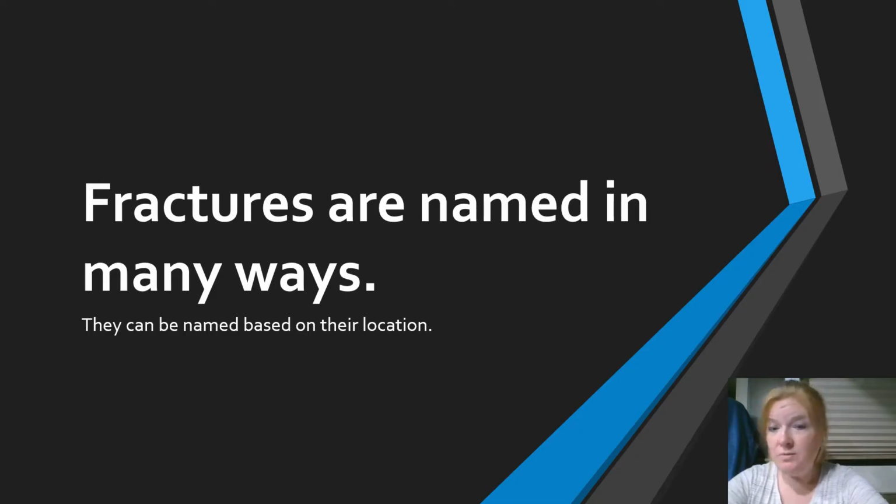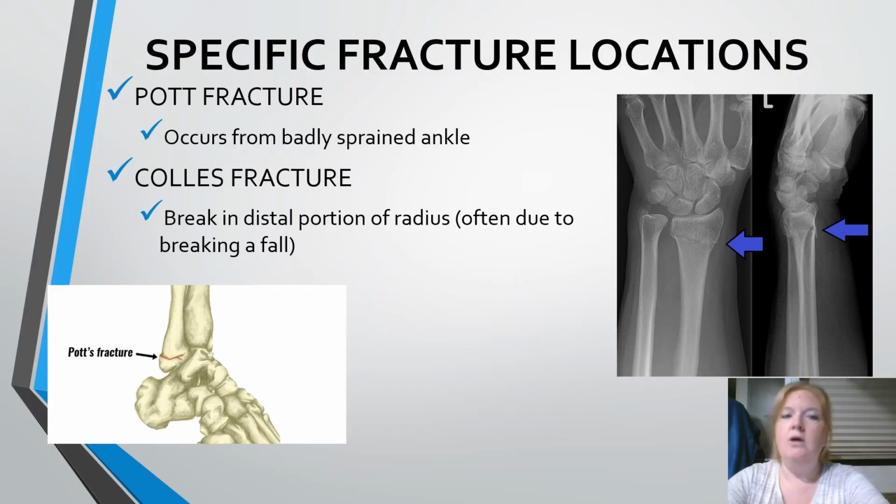Fractures are also named based on their location. So some fractures are given specific names. So the Pott fracture occurs from a badly sprained ankle, and it can include a fracture of the bones of the leg. And then we have a Colles fracture. That's a break in the distal portion of the radius, and that's often due to breaking a fall. So you put your hands out and you can often get a Colles fracture.